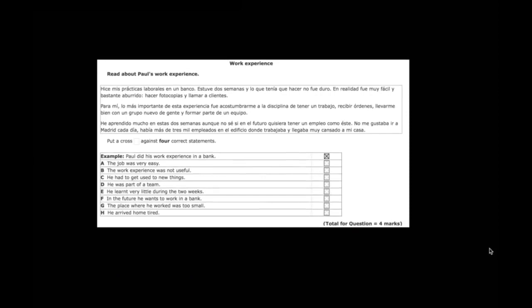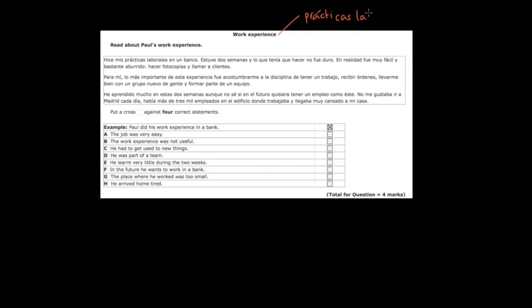So let's have a look at the first question that we are going to look at this session. It's called work experience. And let me start with a little warning. Work experience in Spanish is prácticas laborales. Okay.